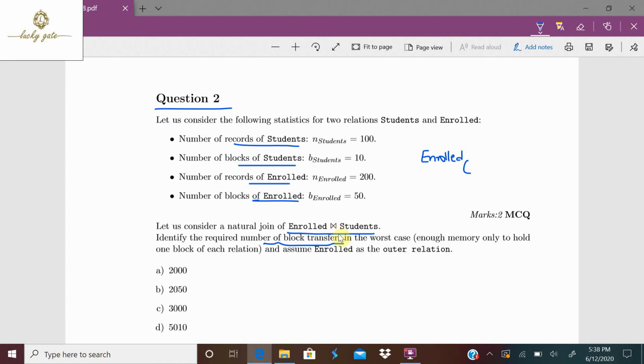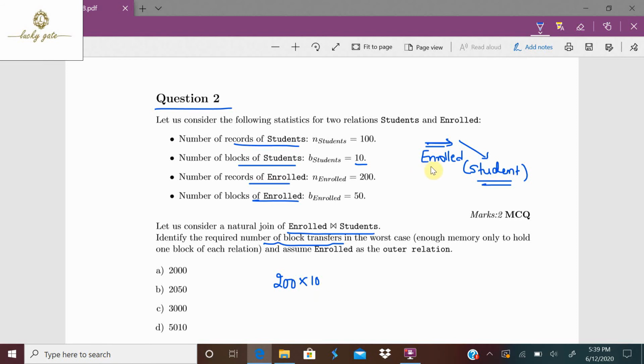and students is the inner relation. While performing the join operation, for each record of enrolled, it has to check for every record of student. Means every block of student is to be moved from disk to memory for each record of enrolled. So how many records are there in the enrolled? In the enrolled, there are 200 records. For each record, every block of student is to be moved. How many blocks in the student? 10 blocks. So the number of block transfers equals 200 into 10.